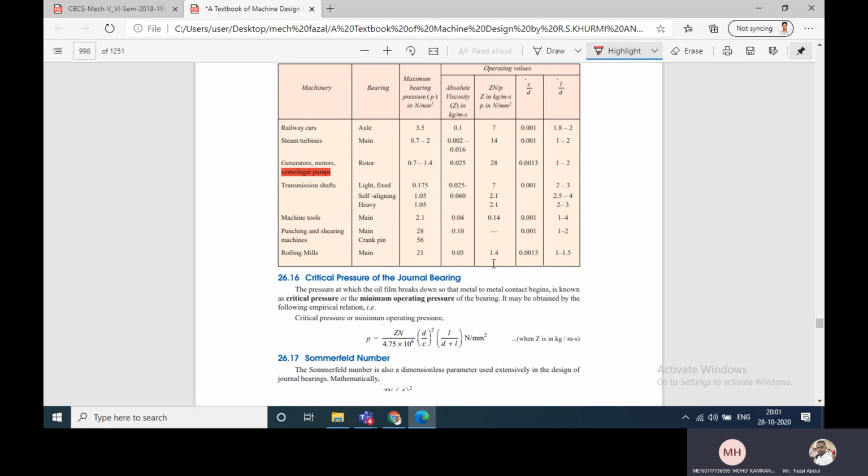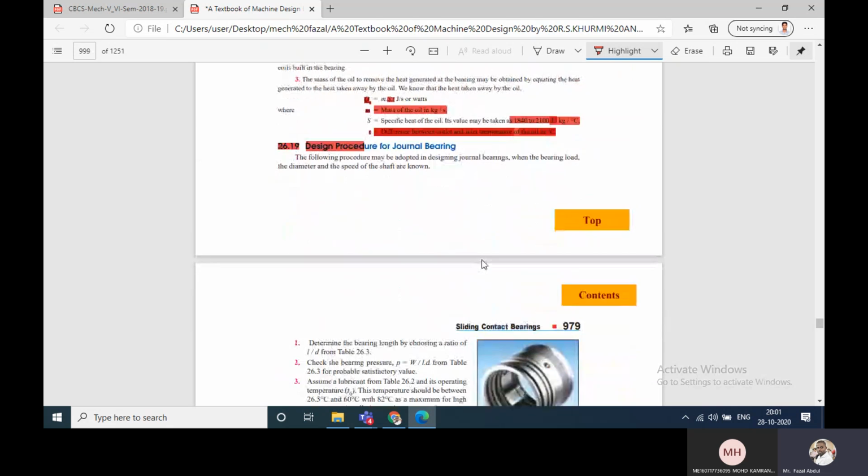So for the centrifugal pump, he selected L by D as 1.6. After selecting L by D as 1.6 and D assumed as 100 mm, you can easily calculate the L value. Now the bearing pressure. Bearing pressure P is equal to load by area. Load is given in the question. Area means L into D. The L value you calculated and the D value you assumed, and you get your bearing pressure.